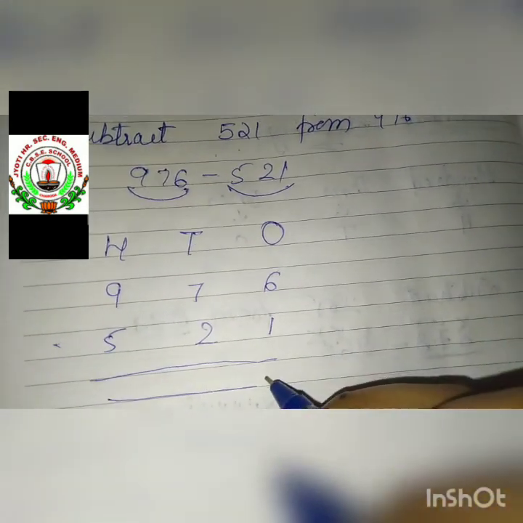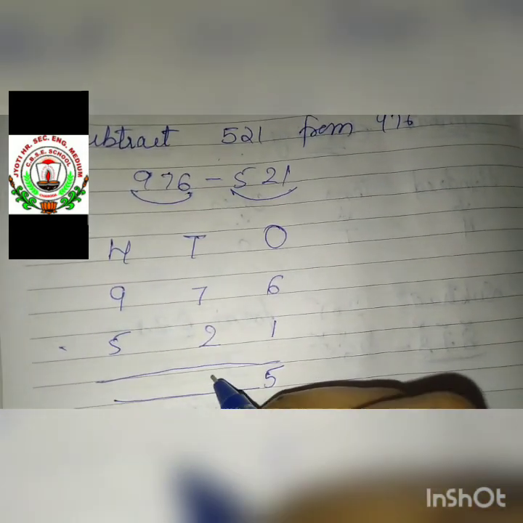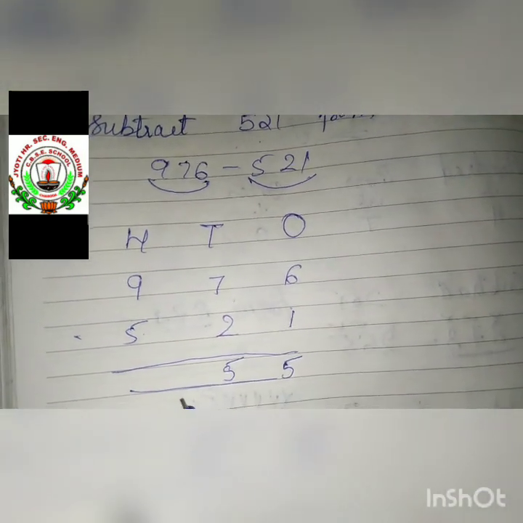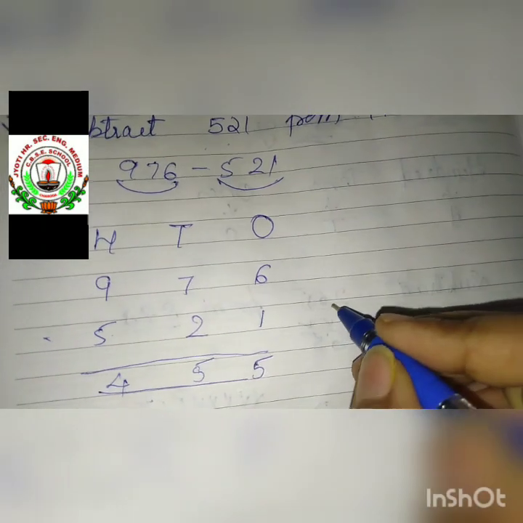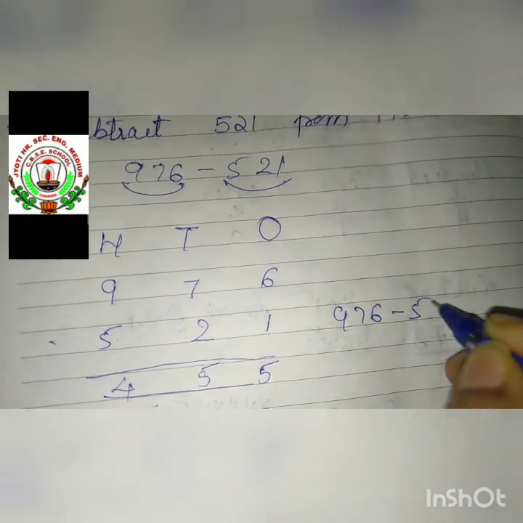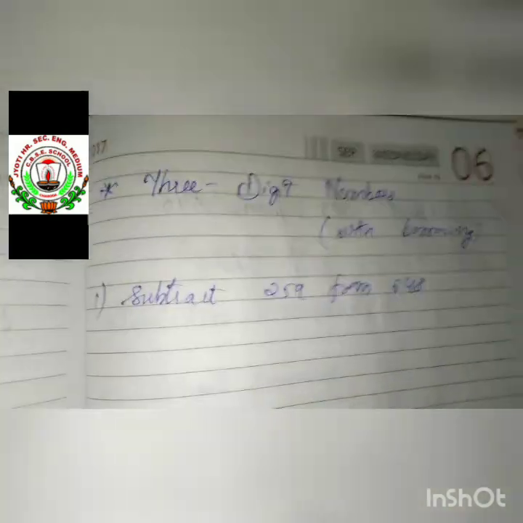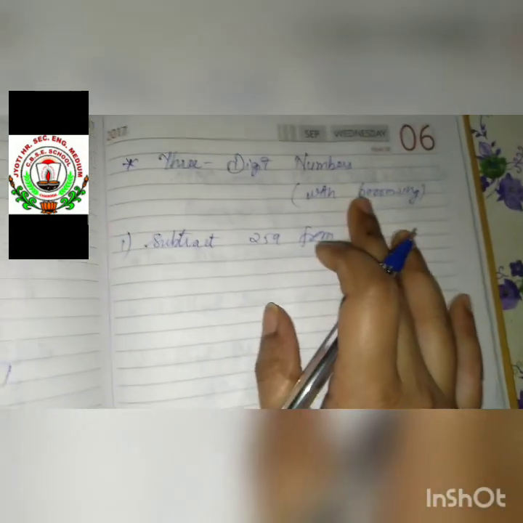Subtraction. 6 minus 1, 5. 7 minus 2, again 5. 9 minus 5, 4. We got the answer as 976 minus 521, 455. Now let us see 3-digit numbers with borrowing.